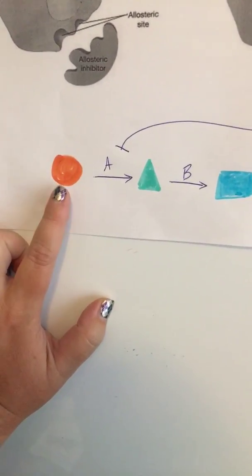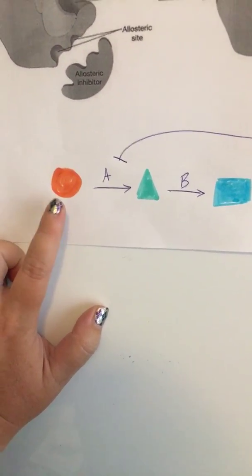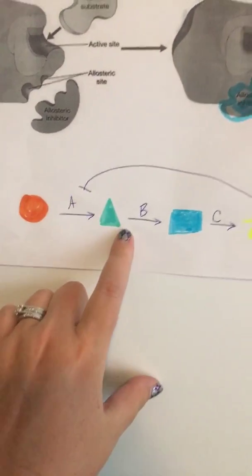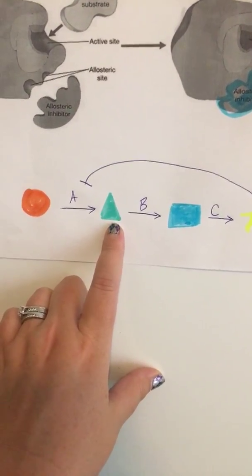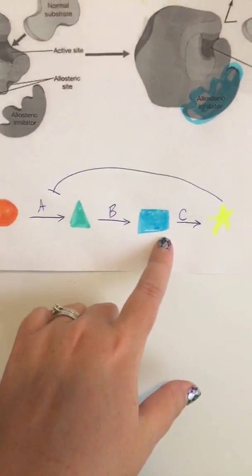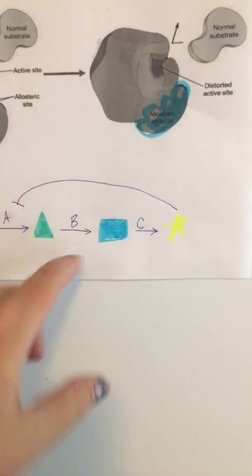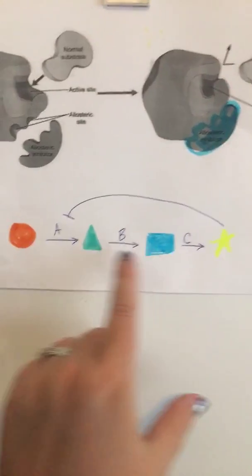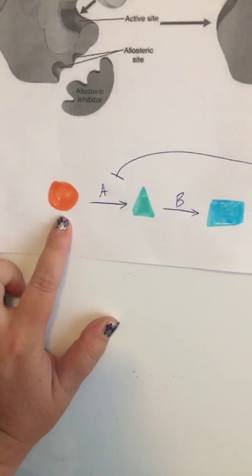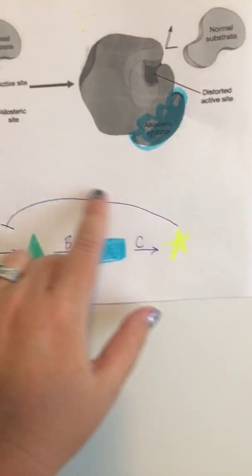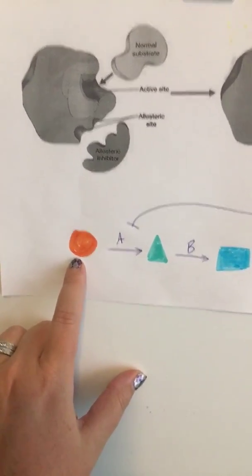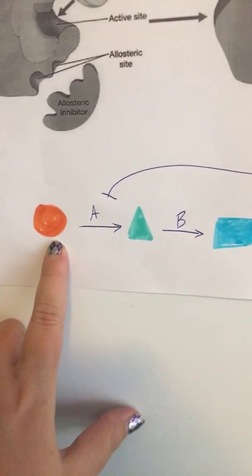Well, the orange circle is going to increase in amount because it's not going to be used up to get to the green triangle. So the green triangle, the blue square, and then the gold star are going to decrease because they're not being made, but we're not using up our orange circles because of this feedback inhibition. So this level is actually going to increase.